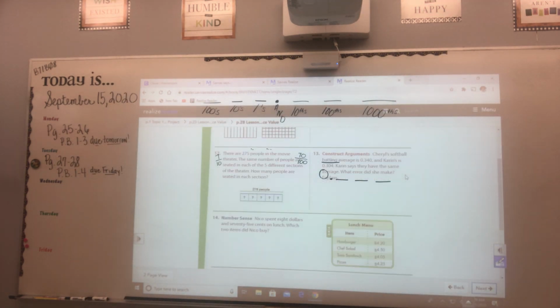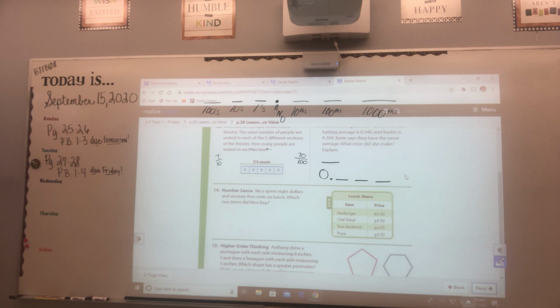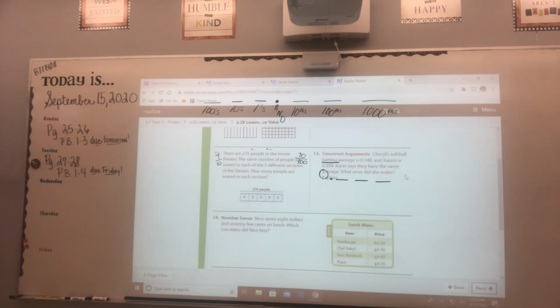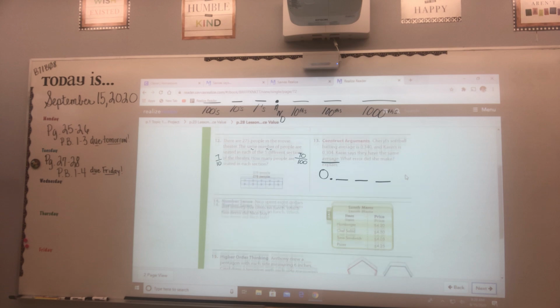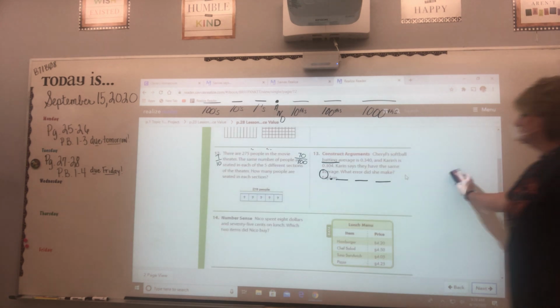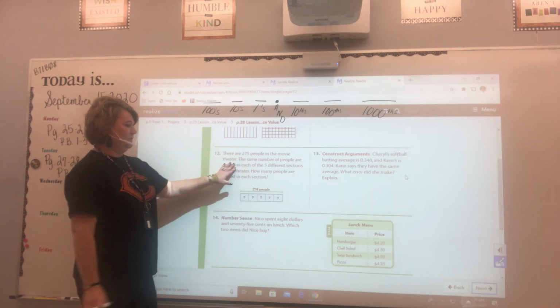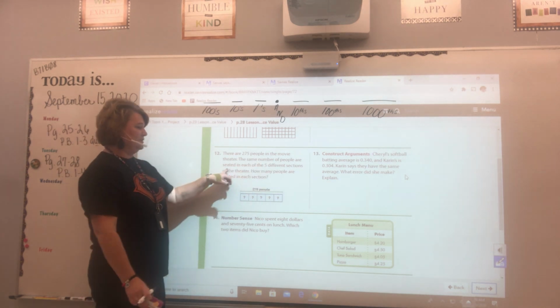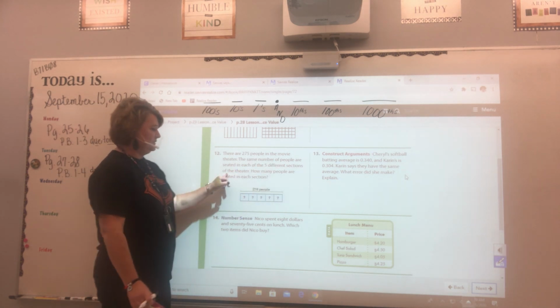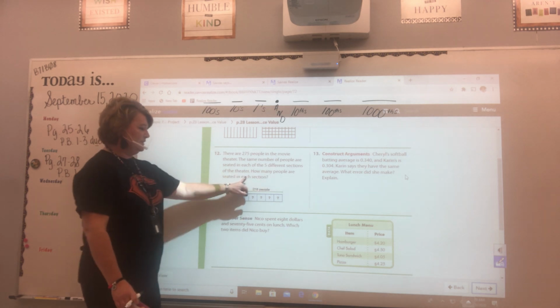Number 12. Don't work ahead because you'll have plenty of time in class to work on it. Number 12 says, there are 275 people in the movie theater. The same number of people are seated in each of the 5 different sections of the theater. How many people are seated in each section?